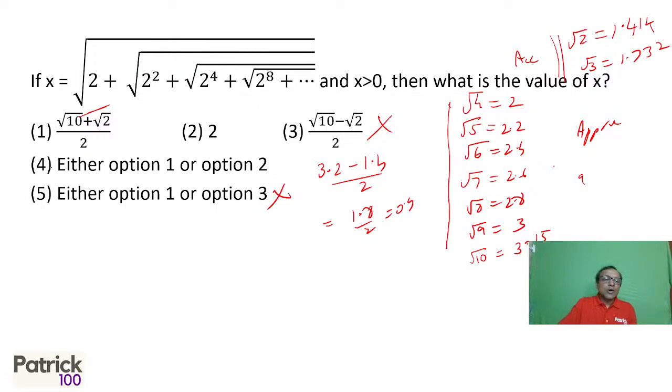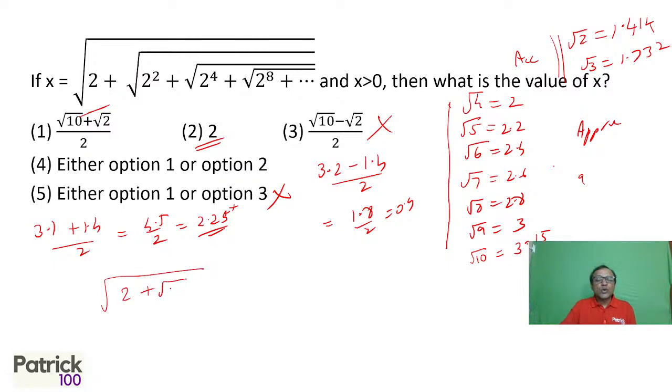Now let me approximate. Look at the first option. Root 10 is 3.1 plus 1.4 upon 2. You can make out 4.5 upon 2, so around 2.25. Now I have options 2 and 2.25. This is the approximation technique. Now how do I decide? I can't solve fully, but I can solve partly. See, I'm taking root 2 plus root 2 square, because root 2 is 1.4. I'm taking one more term, 2 square. What is root 2 square? It's 2 plus 2, root 4, which is 2.